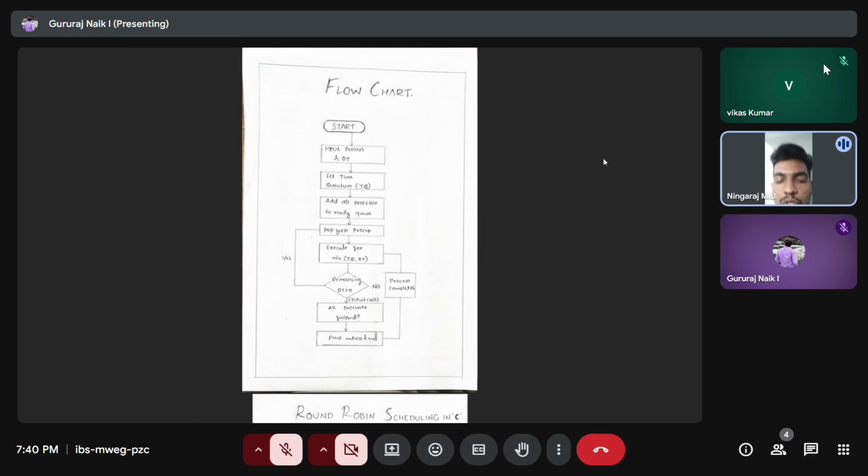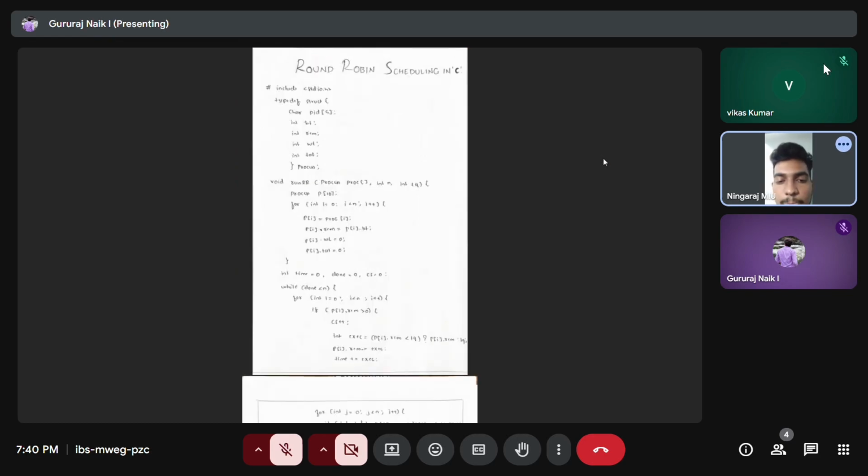Now moving on to the code explanation. Structure definition. A process structure stores a PID, burst time, remaining time, waiting time, and turnaround time. The runRR function performs the round robin scheduling. It starts by making a deep copy so each quantum test is fresh. A loop runs until all processes finish.